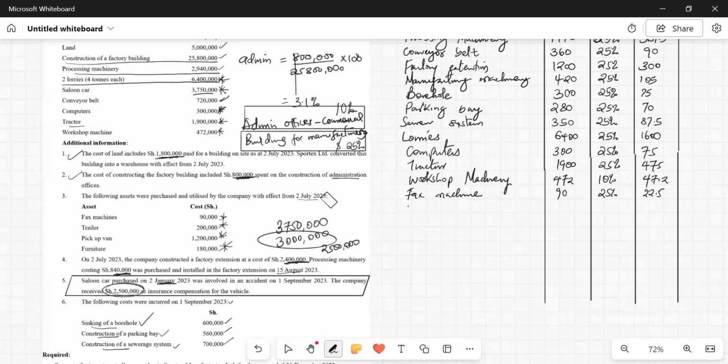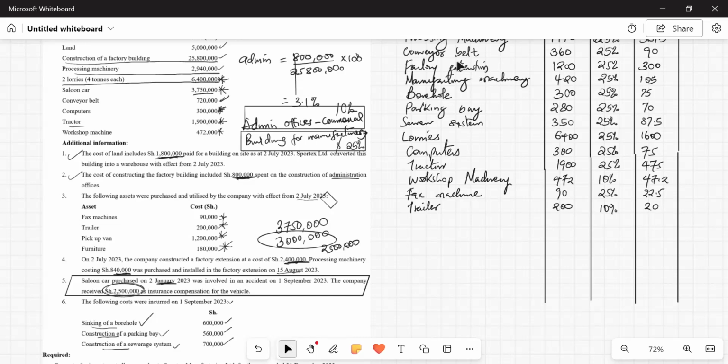Twenty-two point five. Next is trailer. Now, trailer here belongs to other machinery. It is not a motor vehicle. Trailer usually is not considered a motor vehicle. It is other machinery, because it is not self-propelled, it does not have an engine. It is being towed by a motor, by the tractor, for example. So this is 10% and not 25%. So it is 20.